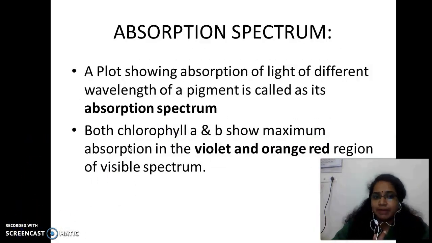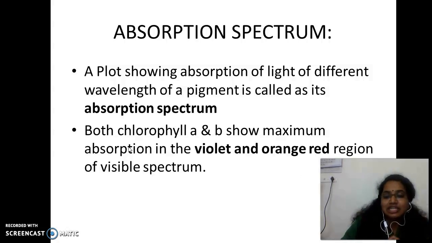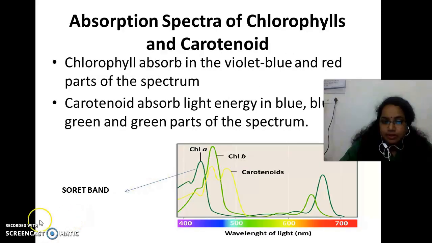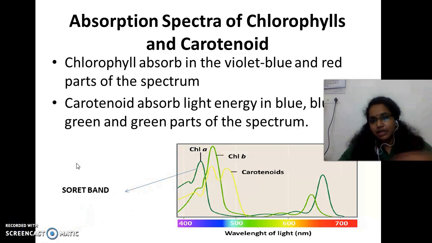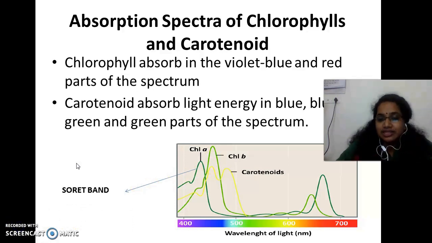Coming to absorption spectrum, a plot showing absorption of light of different wavelengths by a pigment is called its absorption spectrum. Both chlorophyll A and B show maximum absorption in the region of violet and red. The absorption spectra of chlorophyll and carotenoids are shown in this picture. So the chlorophyll molecule absorbs light from the violet-blue region and also from the red region. The absorption band seen in the violet-blue region is called the Soret band.